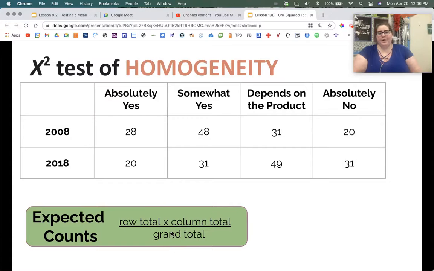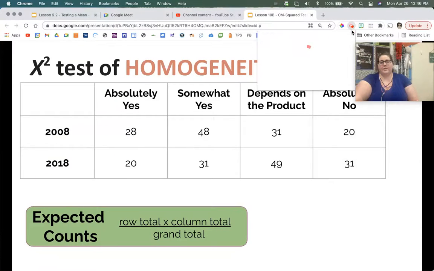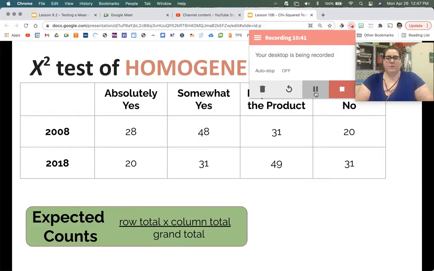Again, I can show that math for anyone who's interested, but for now, just know that that's how we find the expected count. So, for example, for this top left one, I would add together 28 plus 48 plus 31 plus 20 to get the row total. I'm going to do the math in a second.